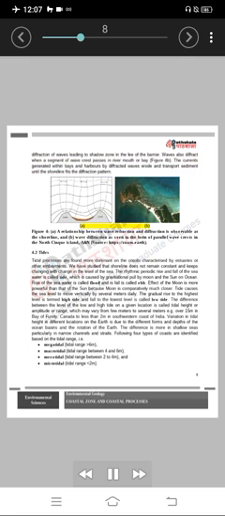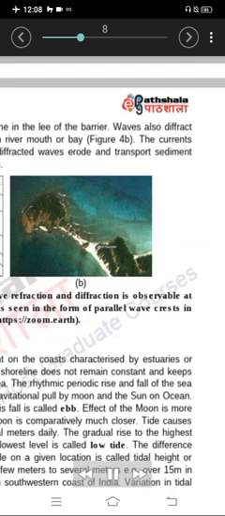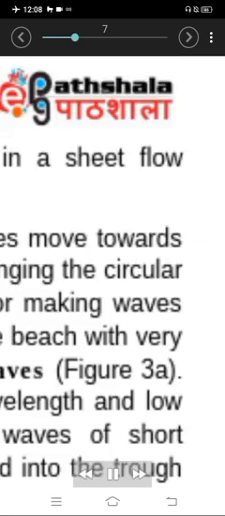Figure 4. A relationship between wave refraction and diffraction is observable at the shoreline, A and B. Wave diffraction is seen in the form of parallel wave crests in the North Sink Island. 4.2 Tides. Tidal processes are found more dominant on the coasts characterized by estuaries or other embayments.